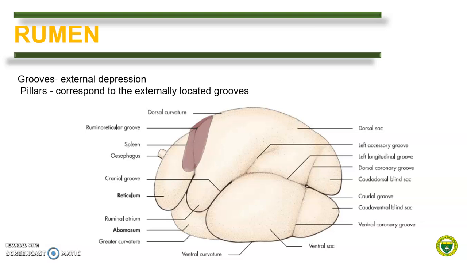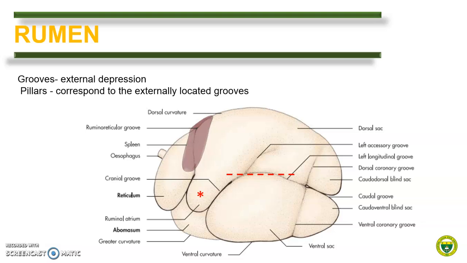Let us discuss in detail the anatomy of the rumen, especially its external and internal features. To begin with, please note that grooves are the external depressions in the rumen, while pillars correspond to the internal structures underlying the externally located grooves. Left and right longitudinal grooves divide the rumen into a dorsal and ventral sac.